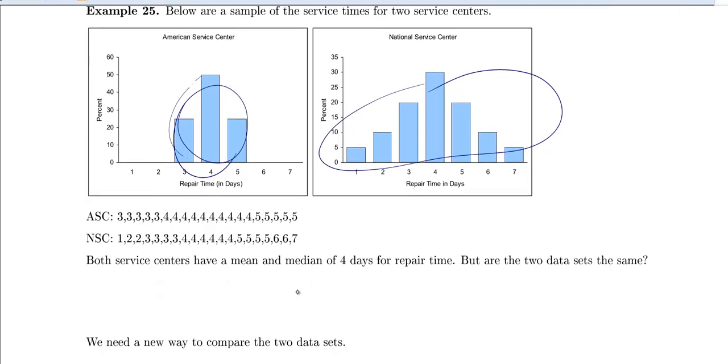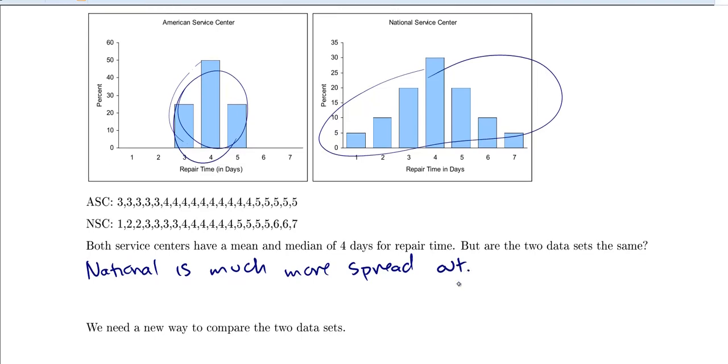Okay, so obviously they don't look the same. The National Service Center is much more spread out. So even though they have the same center, they have a different spread. So now we're going to talk about how to quantify spread.